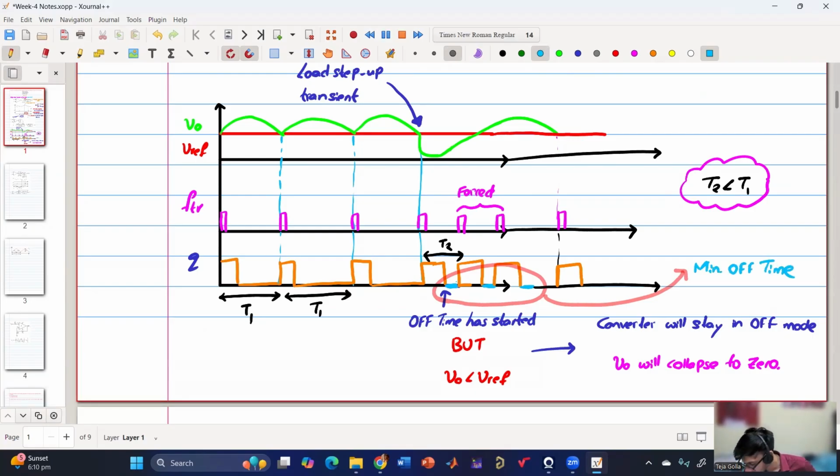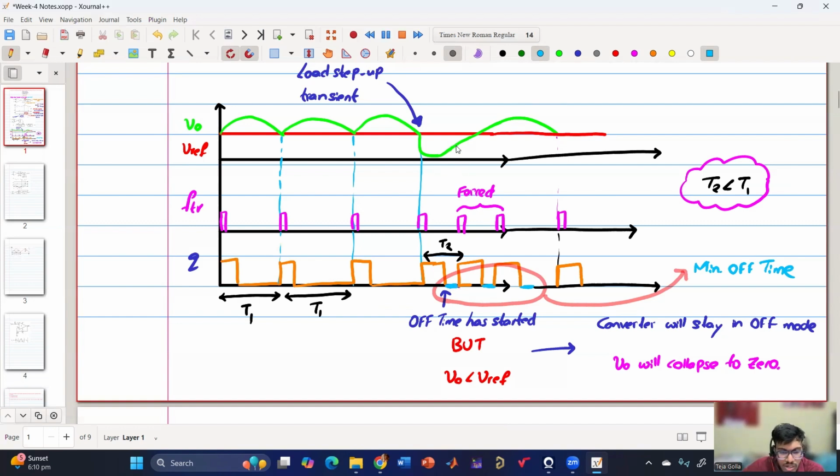Okay. So whenever after the constant on time has ended, there can be a situation where V naught is still less than V reference. So in that time, we will give minimum off time. And then after this off time, we will check whether the V naught is still less than V reference or not. Because if the V naught is still less than V reference, then there is no point in keeping the converter in off mode. So we have to forcefully turn it on so that the V naught will go above V reference. So after this off time, we will check.